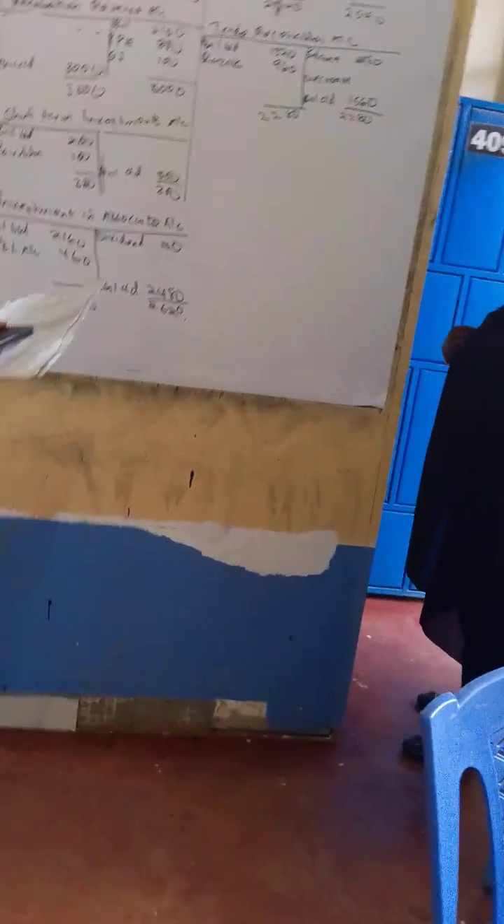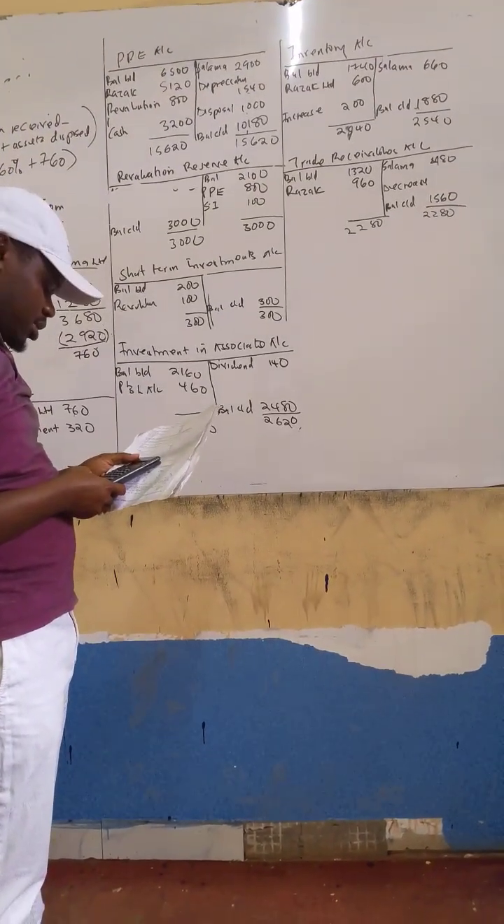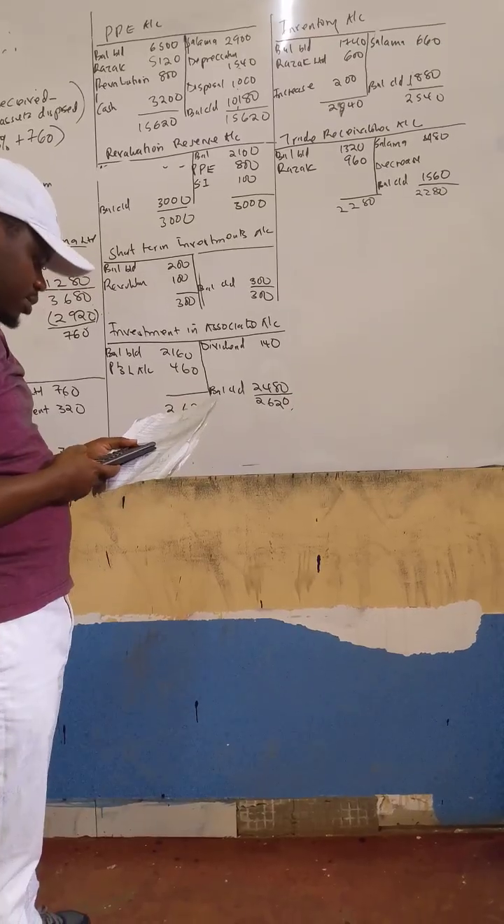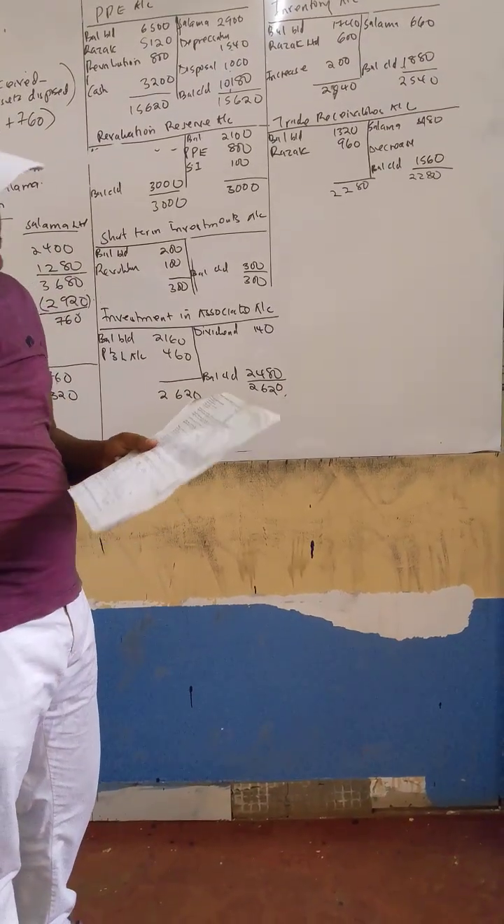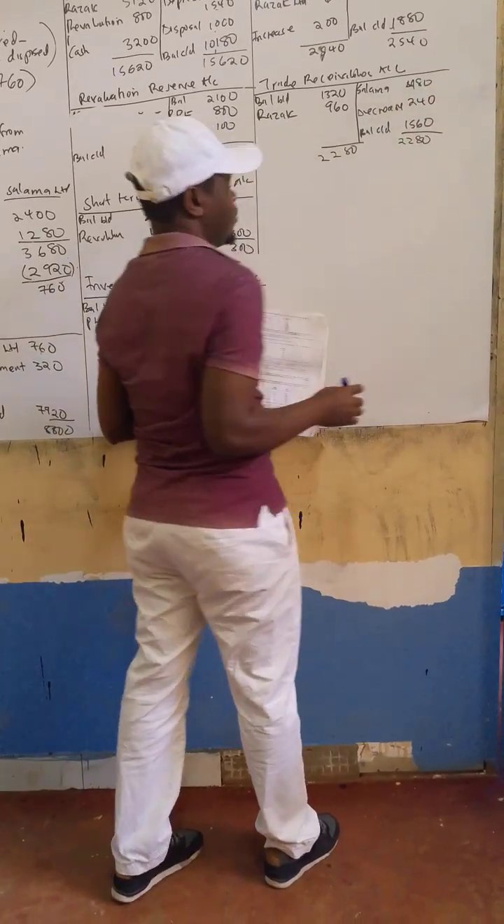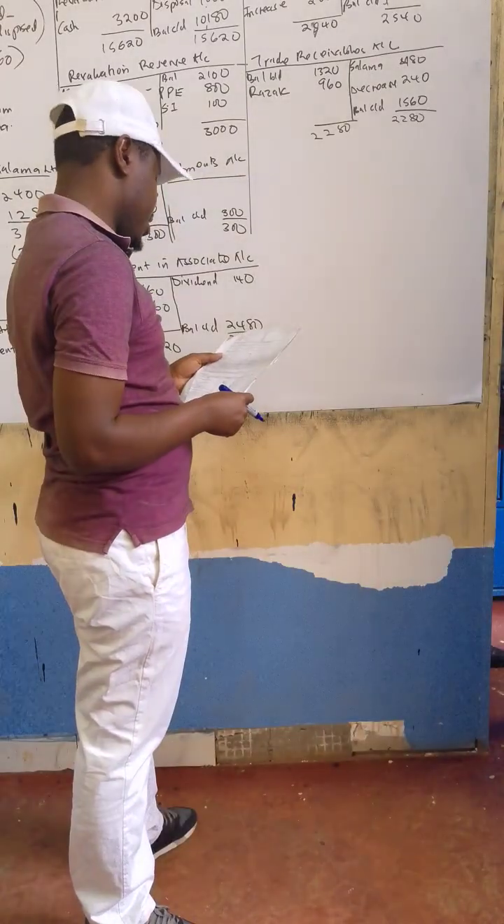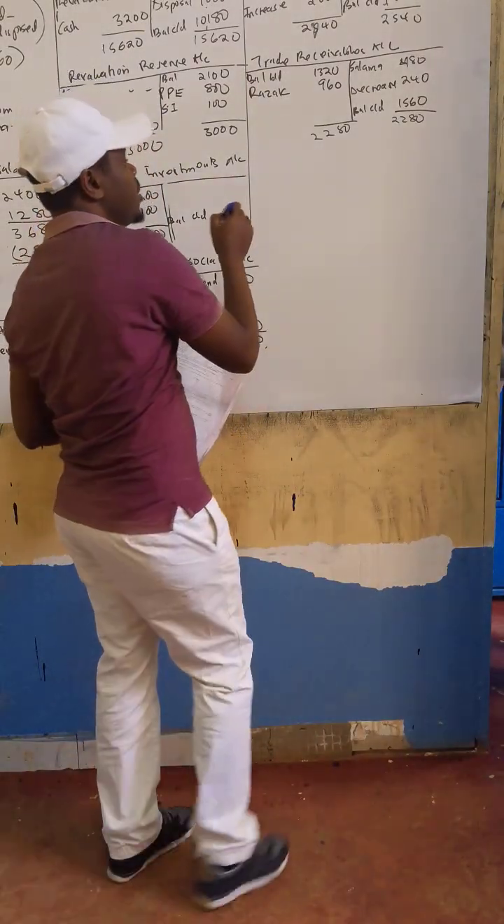So 22. 280 minus 2040, you get 240. That's our decrease. Decrease of 240. The next thing is our trade payables.